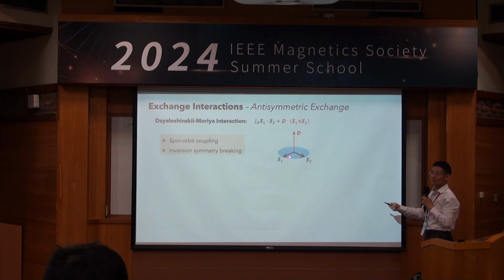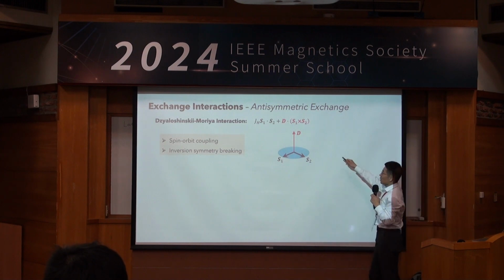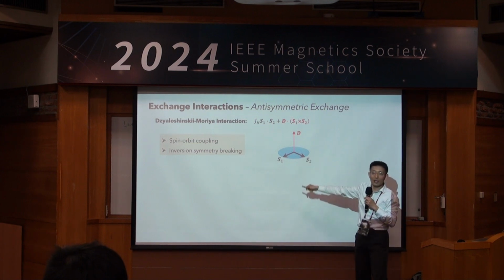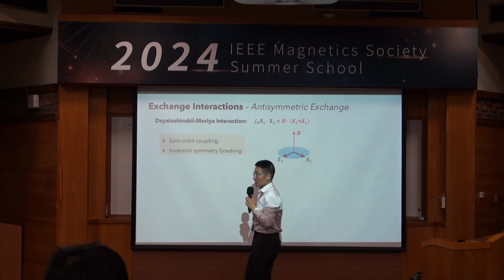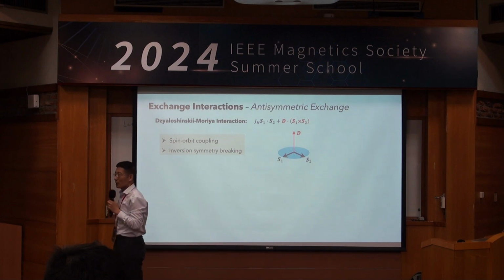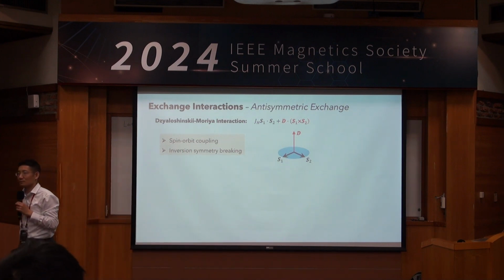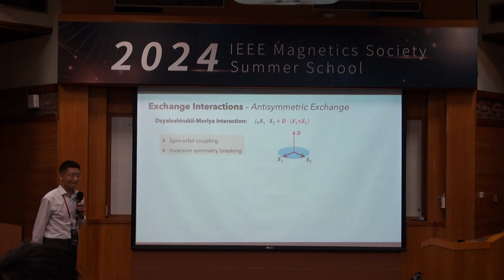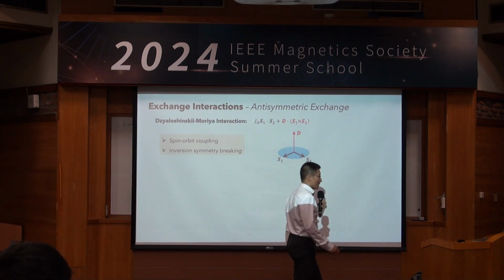So the DM vector first defines an orthogonal plane, and the spins preferably are orthogonal within that plane. So you see that energetically the DMI, or antisymmetric exchange, and the Heisenberg exchange have a very different preference. So in real materials, the two mechanisms compete, and the real ground state always results as a compromise between the two parties. Okay, so this is the DMI.